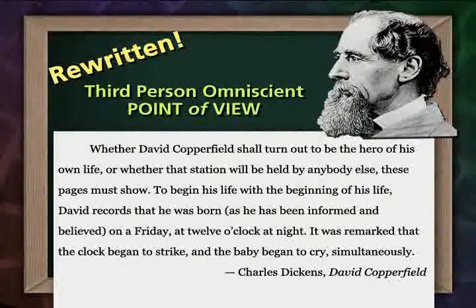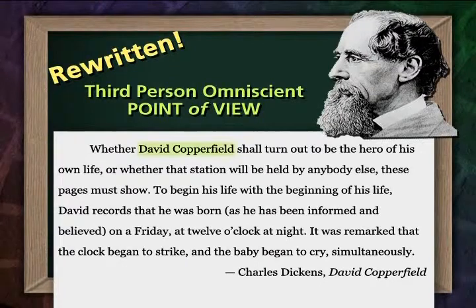Well, the first thing I know that I have to do is change those pronouns from the first person pronouns to the third person. So here's how I revised it. Whether David Copperfield shall turn out to be the hero of his own life, or whether that station will be held by anybody else, these pages must show.